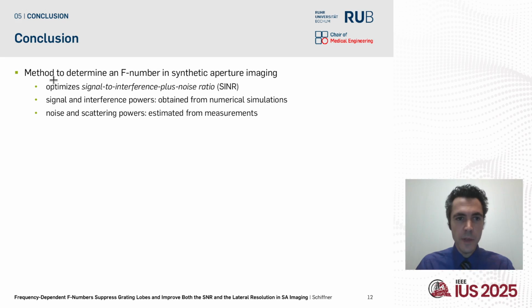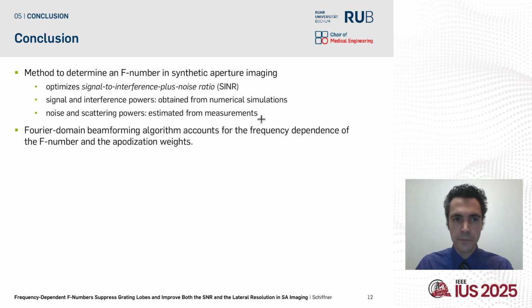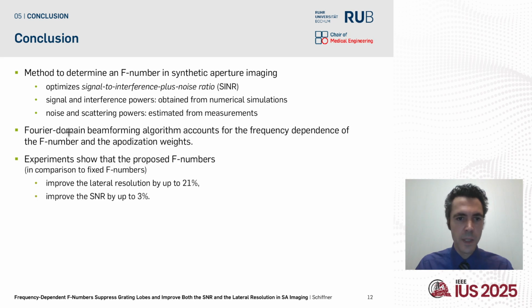So in conclusion, a method to determine an F number in synthetic aperture imaging was proposed. This F number optimizes the signal-to-interference plus noise ratio, SINR. The signal and interference powers were obtained from numerical simulations. The noise and the scattering powers were estimated from measurements. A Fourier domain beamforming algorithm accounts for the frequency dependence of the F number and the apodization weights.